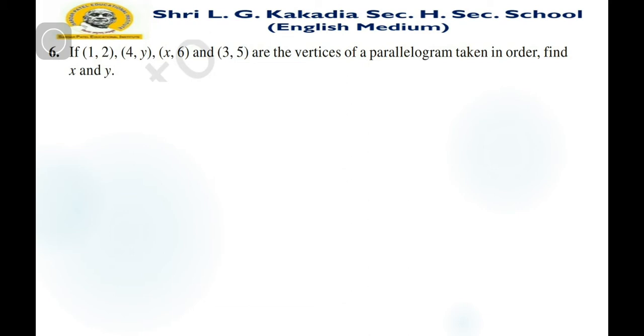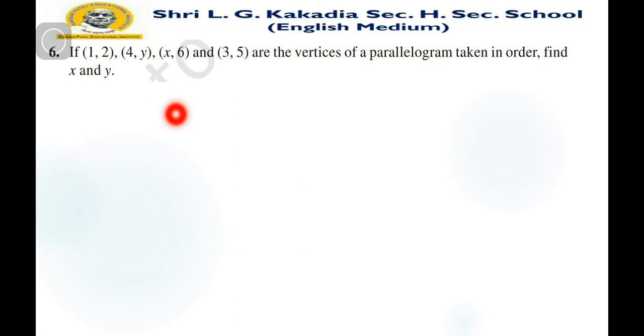Question number 6. If (1, 2), (4, y), (x, 6) and (3, 5) are the vertices of a parallelogram taken in order, find x and y. We want to find x and y.